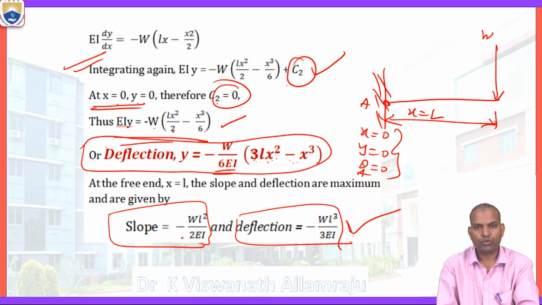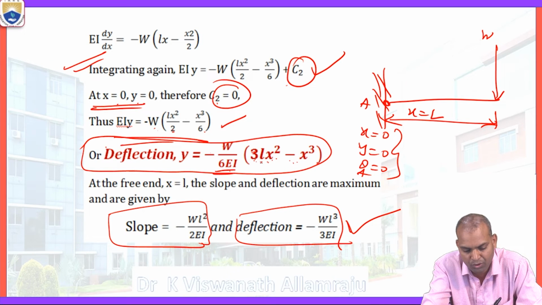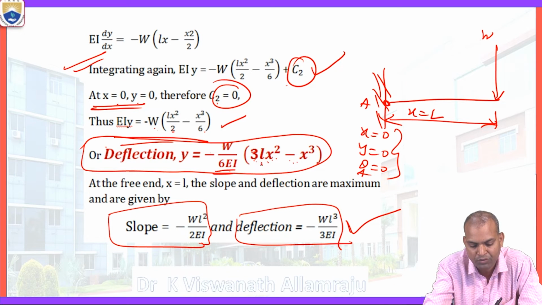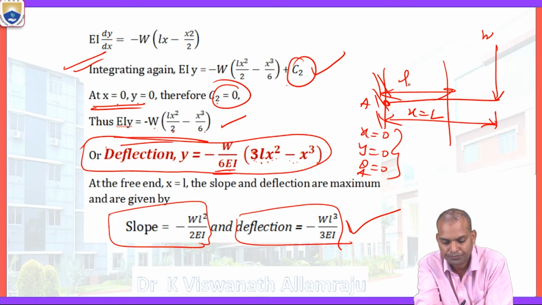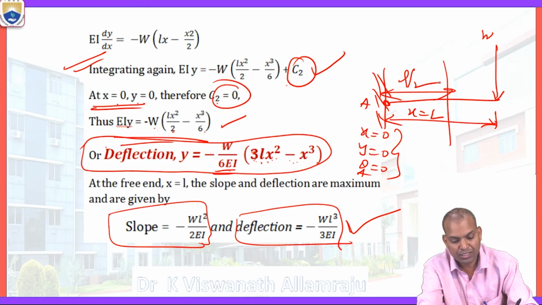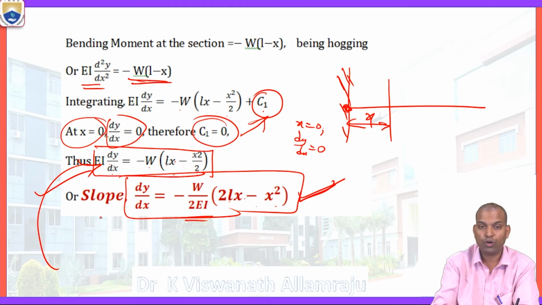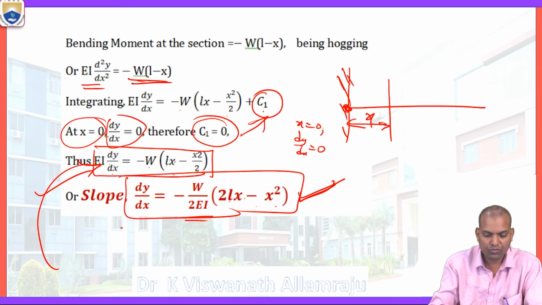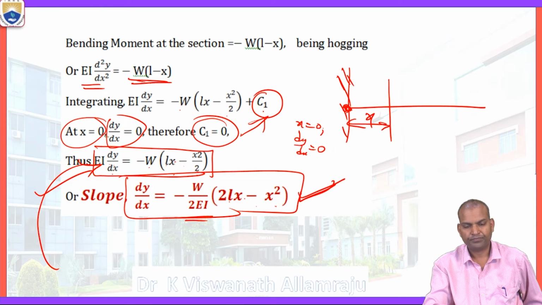If we want the slope and deflection at x equal to L by 2, substitute x equal to L by 2 in the deflection formula, then we'll get the deflection at a distance of L by 2. And substitute x equal to L by 2 in the slope equation, we'll get the slope at a distance of x equal to L by 2. Thus, we can calculate the slope and deflections of the various points.